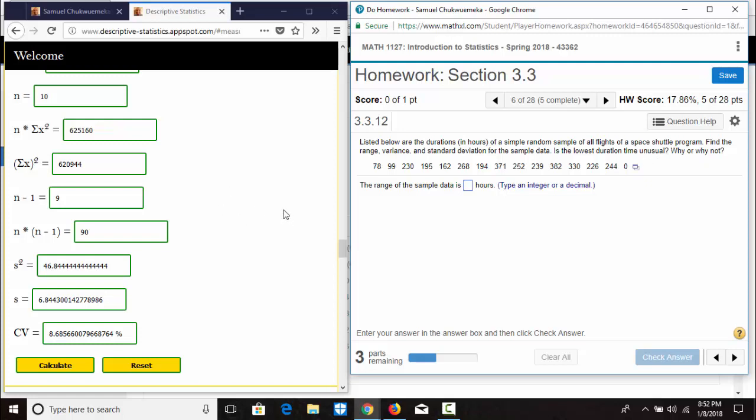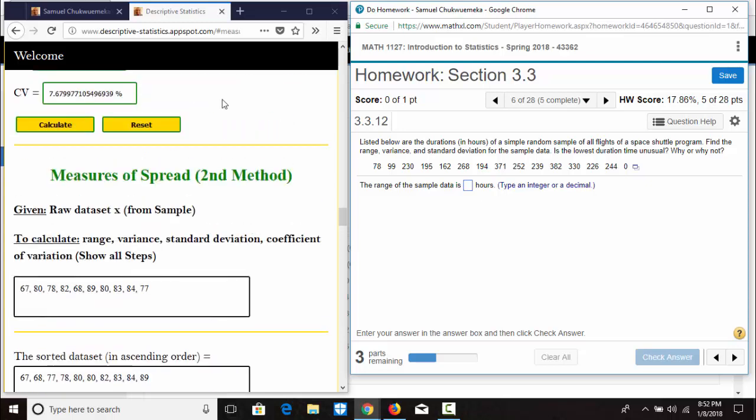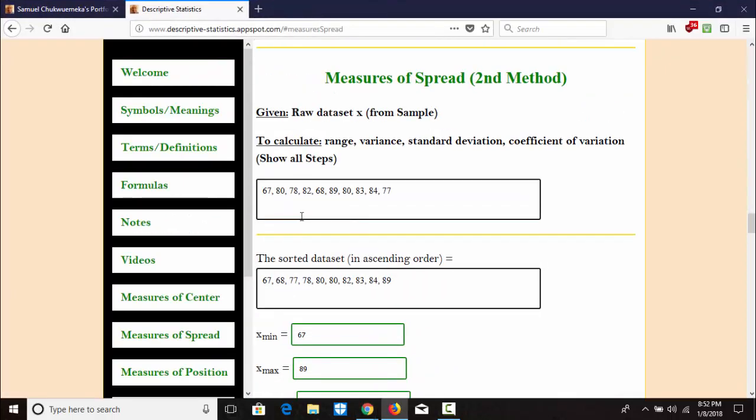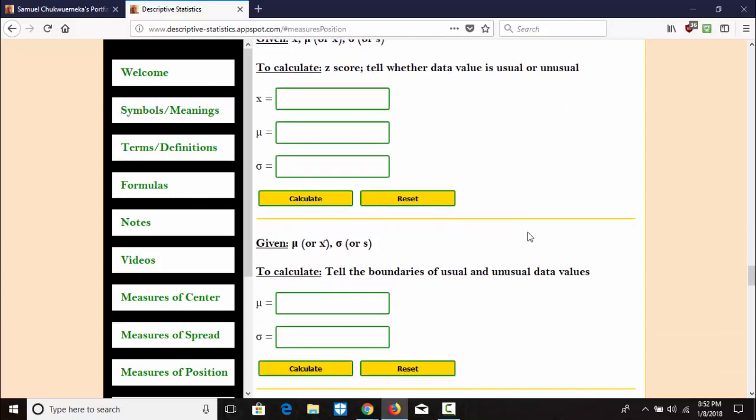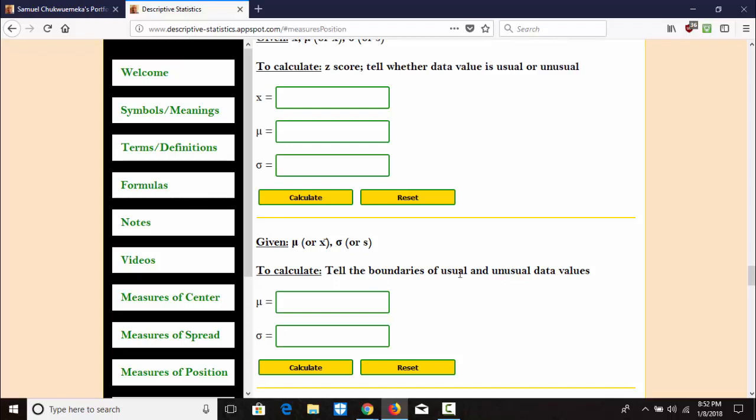So remember when we did measures of position, let me maximize this. Measures of position, z-scores tell you whether the data value is usual or unusual. And then this here tells you the boundaries of usual and unusual data values. With this particular question, I will prefer to do it with my calculator so that I can finish the whole thing, rather than do it with StatCrunch and then come back to look at the usual or unusual.